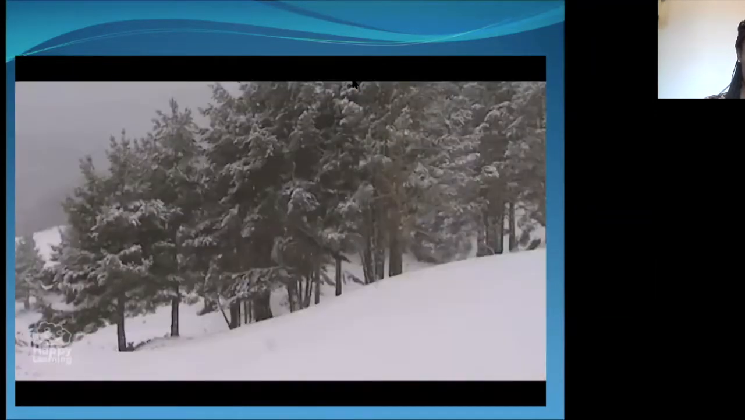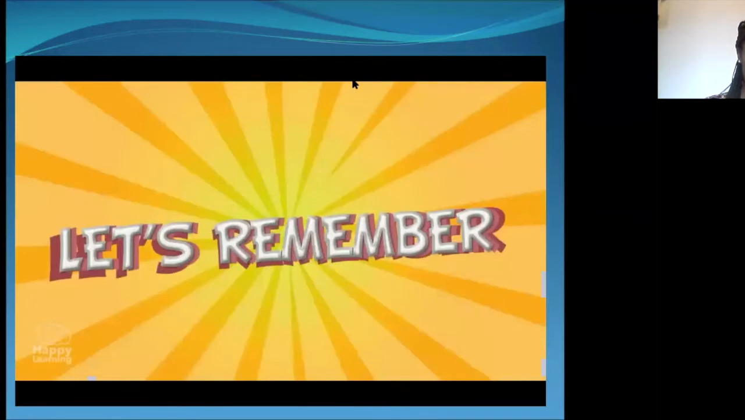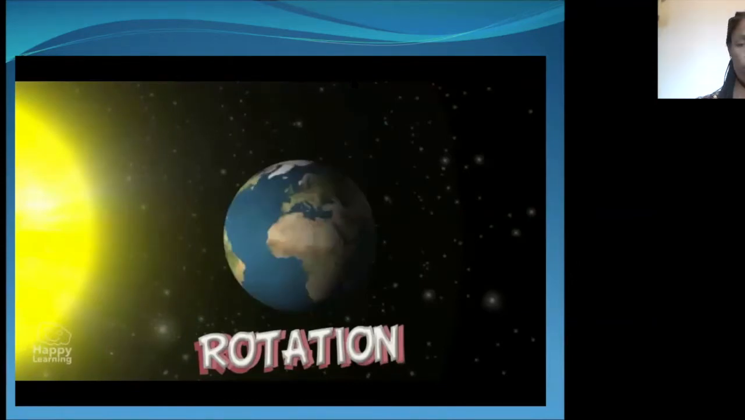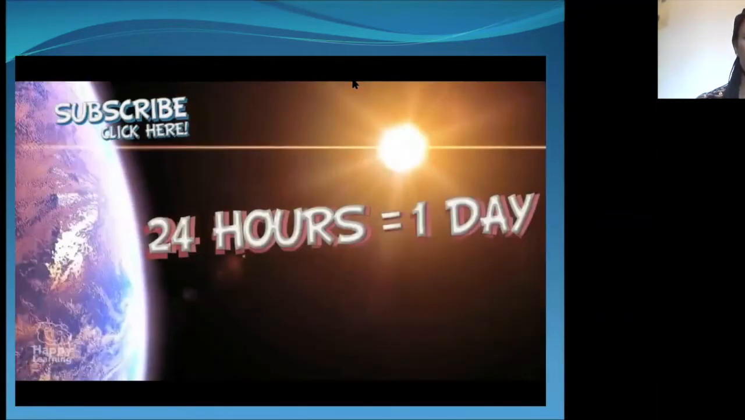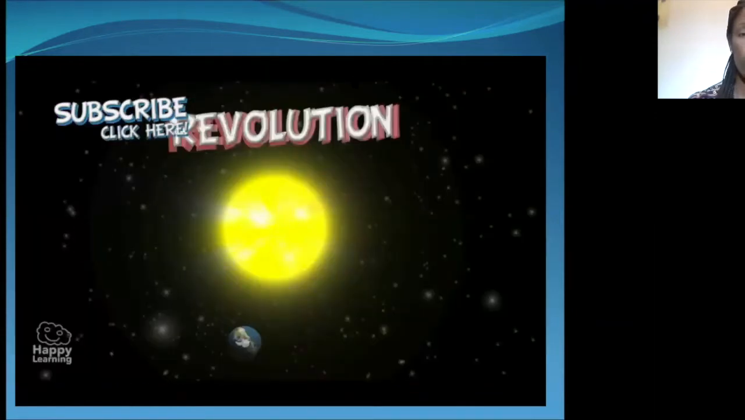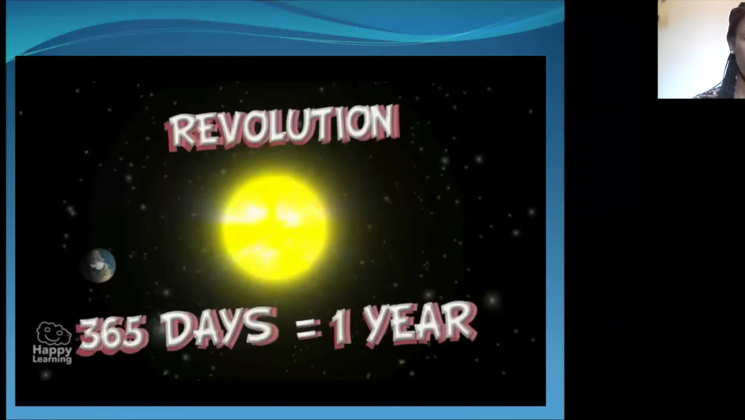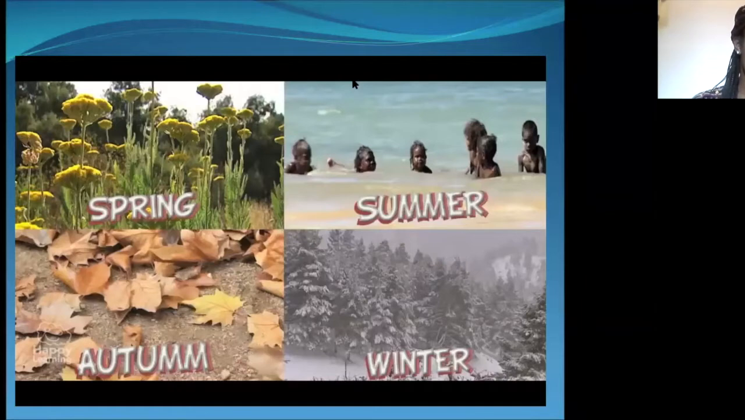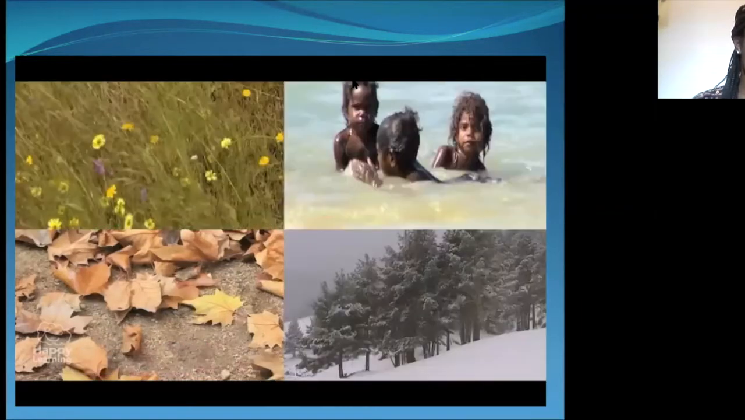So let's remember the two kinds of movement that the Earth makes. There is rotation, which is the Earth turning around itself, causing day and night, which lasts exactly 24 hours, the same as a whole day. And there is revolution, which is the Earth traveling around the Sun, which takes 365 days and causes the seasons. So now you know the movements of the Earth.